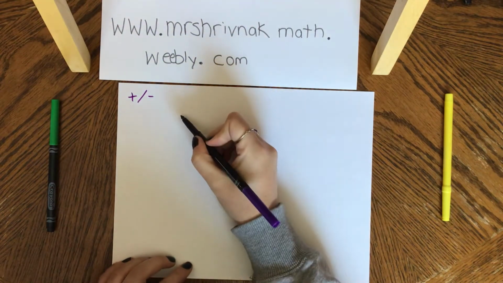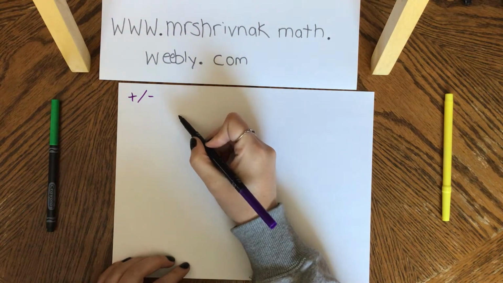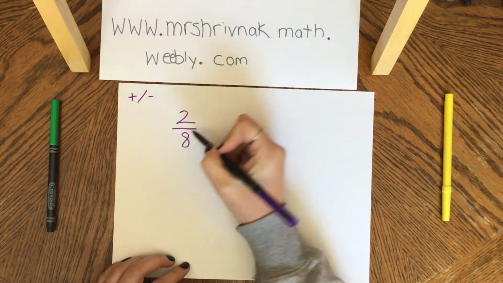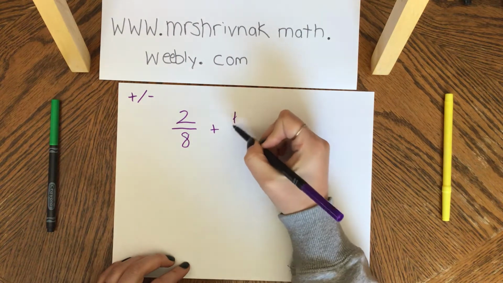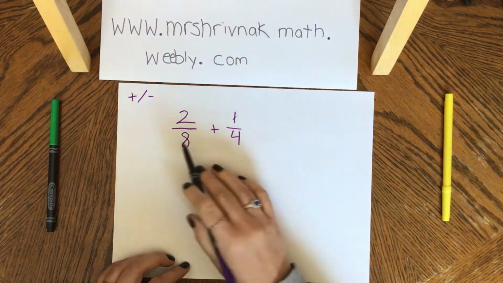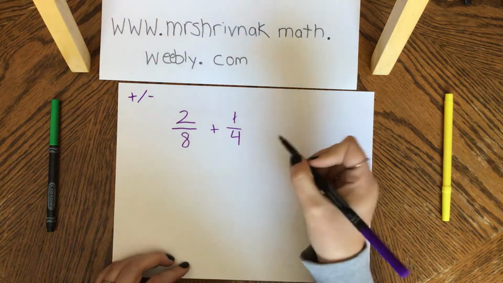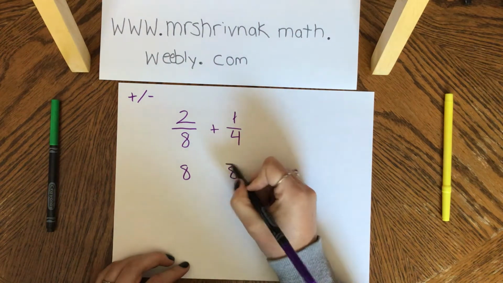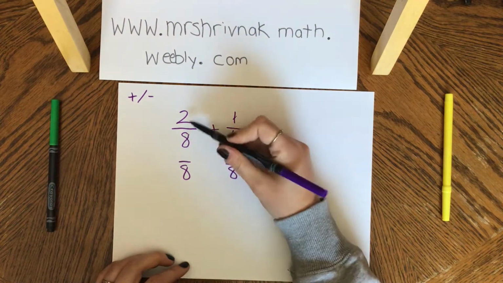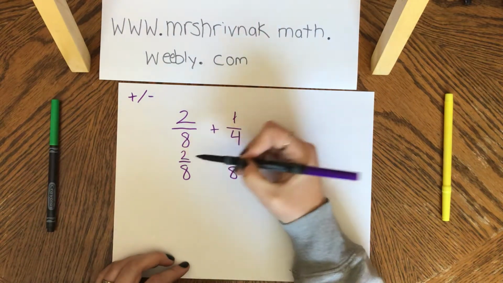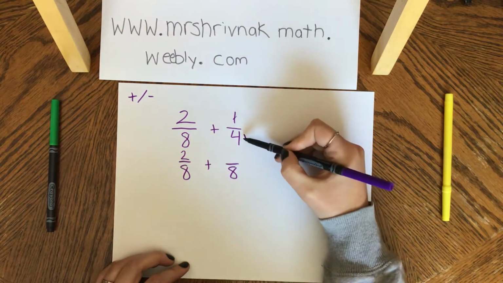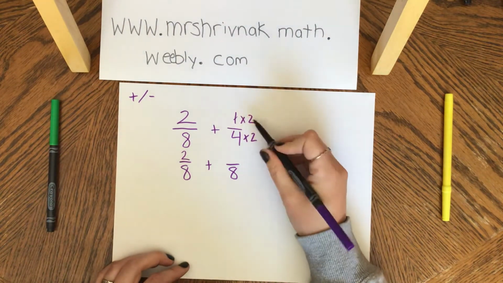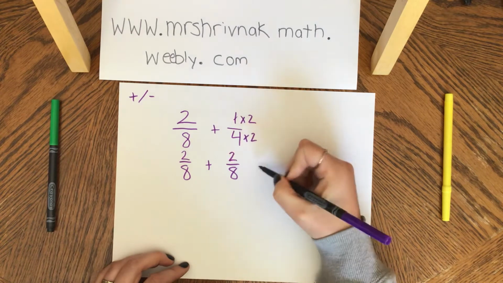Okay, so if I add and subtract fractions, I have to have common denominators. So let's say that I have 2/8 plus 1/4. I need a common denominator, and in this case it's going to be 8. I did not do anything to this fraction, so I don't have to change the numerator. However, I did multiply this one by 2, so I have to do that to the numerator. So 1 times 2 is 2.